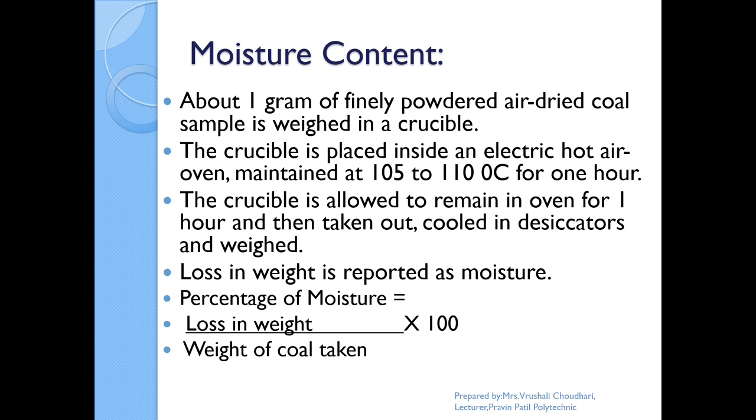We weigh the crucible after 1 hour. We will observe that the weight of the coal decreases as moisture is removed. So we check how much loss in weight there is, and we determine the percentage of moisture using the formula: loss in weight divided by weight of coal sample, multiplied by 100. If the moisture content is higher, the loss in weight will be higher.